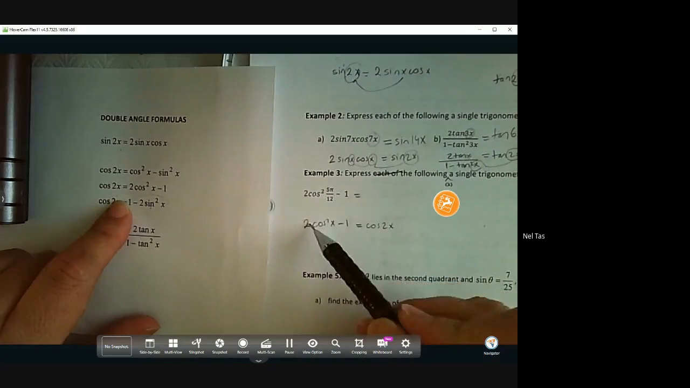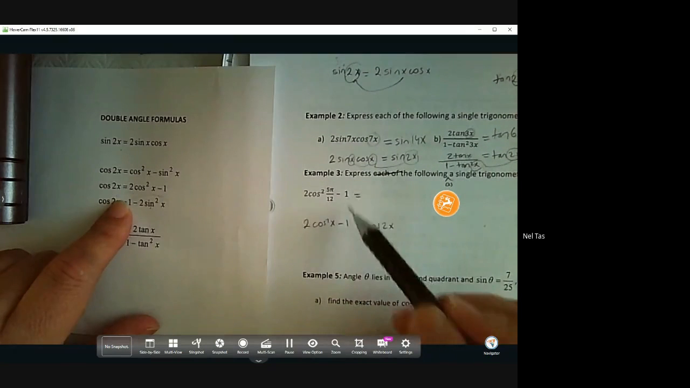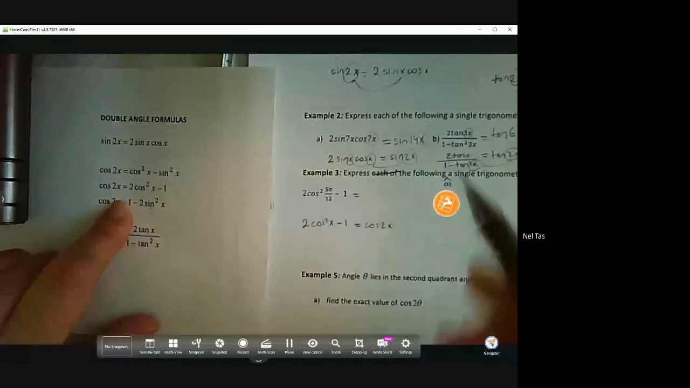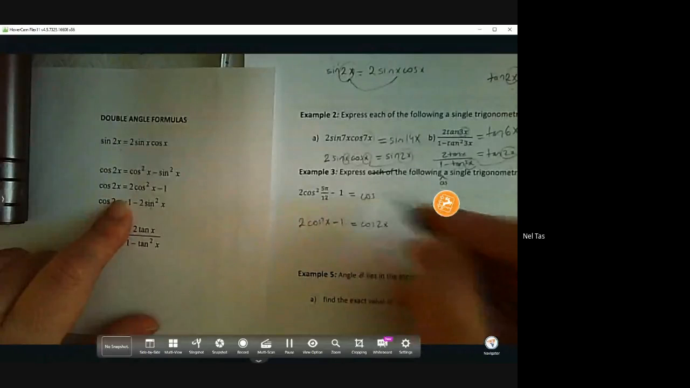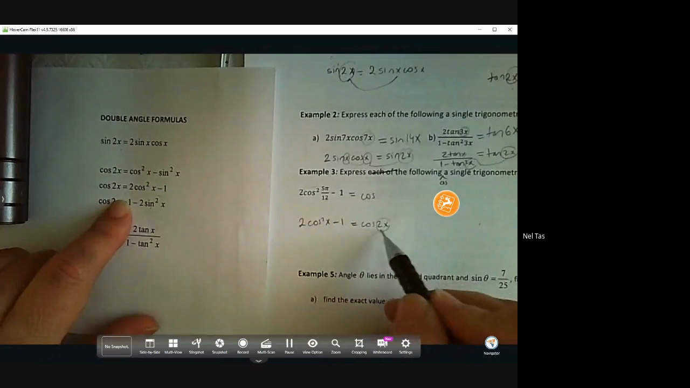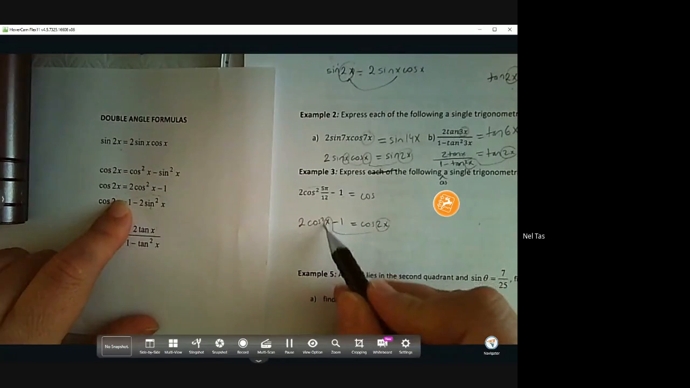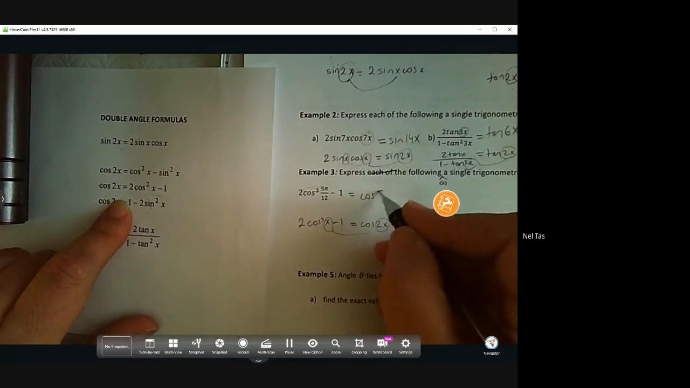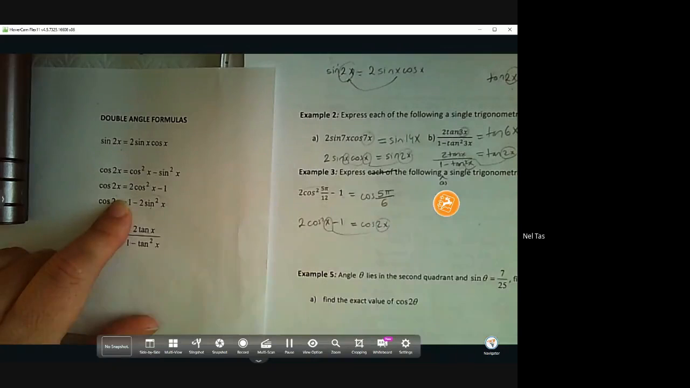As you see, this formula is matching with our question. The only difference is x now is 5 pi over 12. So 2x is 2 times this angle x. Then we can multiply this by 2. That gives you 5 pi over 6.